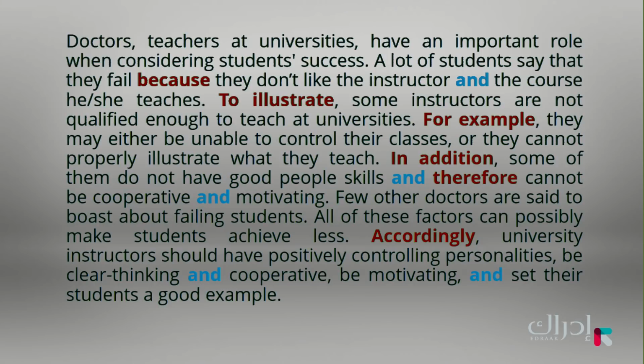Then we have 3 signal words that indicate cause and effect, or reason and result. First, we have because, which is followed by a cause and preceded by a result. Then the words therefore and accordingly are followed by results and preceded by causes. Notice the word therefore, it is not used between 2 sentences here. It follows and to introduce a result, and the result is realized or embodied in a verb phrase, cannot be cooperative and motivating.